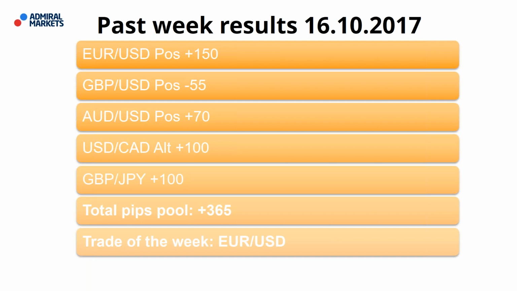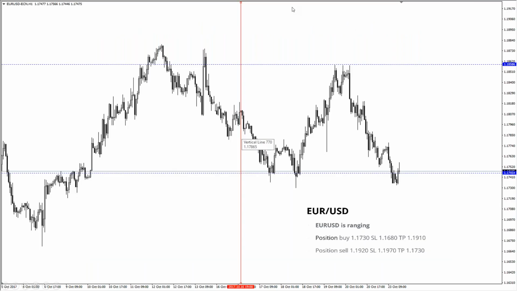Very good price action on euro dollar. Pound dollar was a loss. Australian dollar good for 70. Dollar CAD alternative was good for 100. Pound yen 100 pips. Total pips pool 365. It's not bad, really. It's excellent. So I hope that you made at least 30-40% of that. And the trade of the week was the euro dollar. Definitely that was the trade of the week, although all these trades, except for pound dollar, were very good and could have qualified as trade of the week.